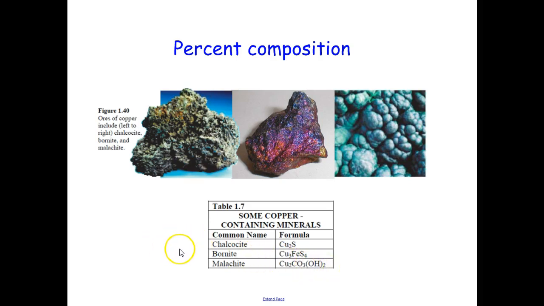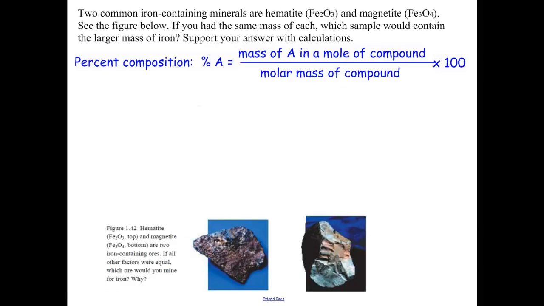Let's take a look at how we calculate these. So here I have hematite and magnetite, some iron-containing ores. And we would want to know if we have the exact same amount of both, maybe 100 tons, which one would give us more iron? And percent composition allows us to do that. So you can see I have the equation written at the top. It's the mass of whatever we're interested in per mole over the molar mass. So let's take a look at how we solve these problems.